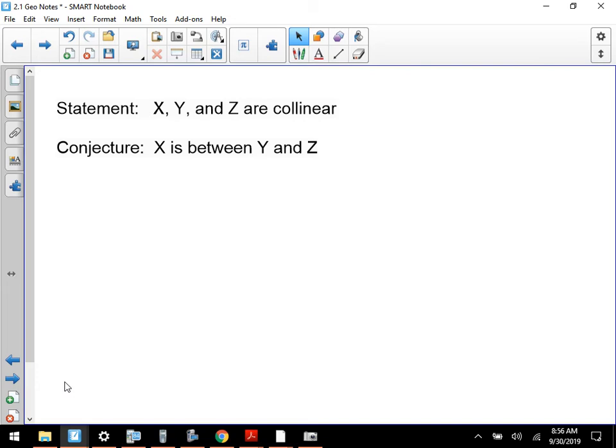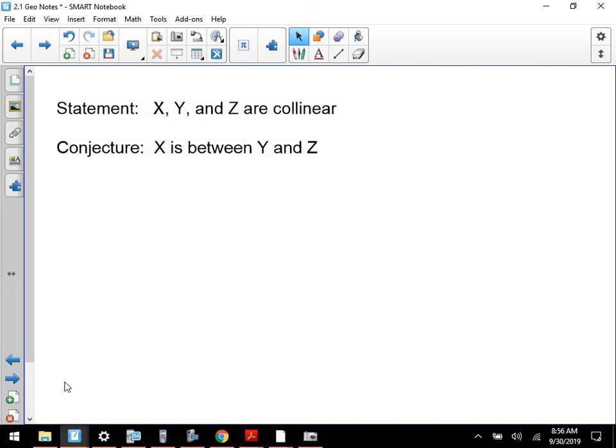You're going to start to see things written like this: statements and conjecture. I can give you a statement and a conjecture based off of that statement, and you have to decide if that is going to be true or false. If it is false, I want you to come up with what we call a counterexample. So my statement is X, Y, and Z are collinear. What does collinear mean again? They're on the same line. Very good.